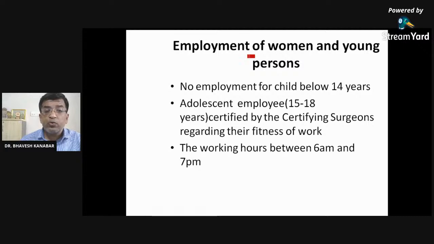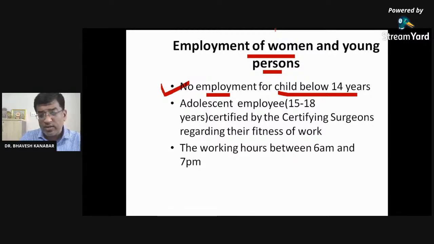There are special norms for the employment of women as well as young persons, sir. So no employment for a child below 14 years. We already know this. Below 14 years, a child should not be employed because this is the age for study, right? So each and every child should be in school under 14 years of age, accepting the condition of this corona, online school. Rather, we can say online school right now.